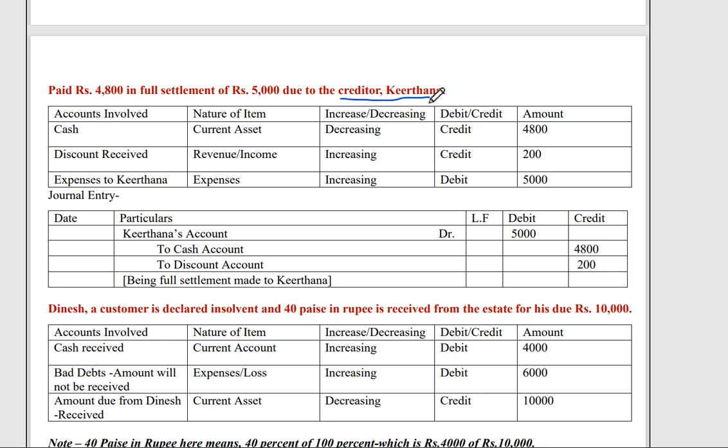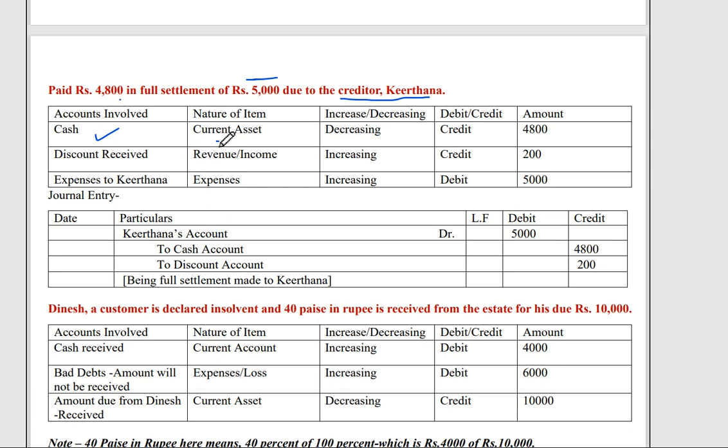It means that our business had to pay Keerthana 5,000 rupees which was due for her. Now we have paid 4,800 rupees to her. That means that she has given us 200 rupees of discount for paying her the amount in a full settlement. So here the accounts involved are, one is cash account, because we have paid 4,800 rupees to her in the form of cash. Okay, we paid her cash or bank. We paid her 4,800 rupees.